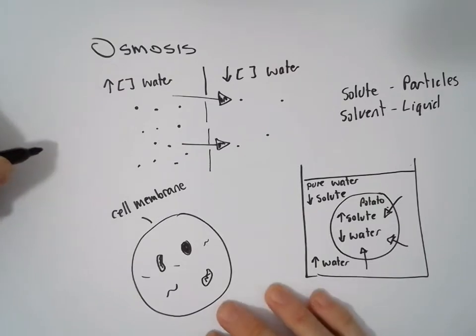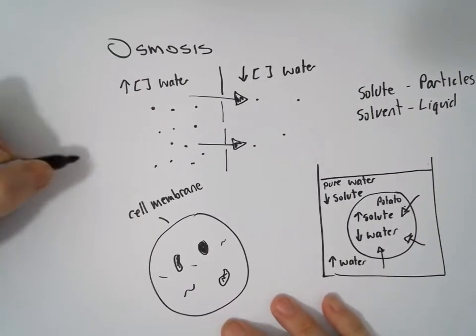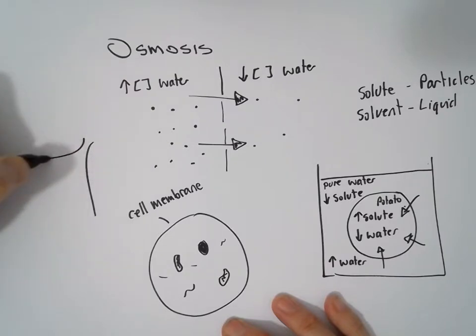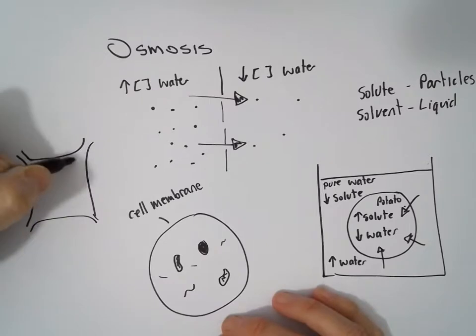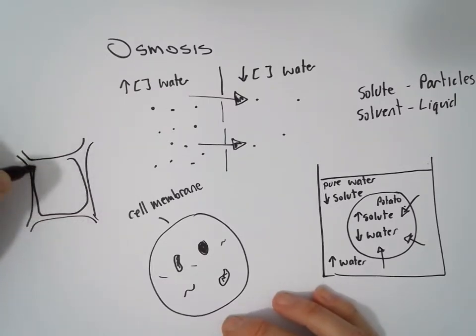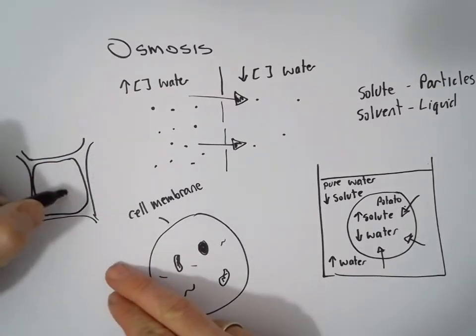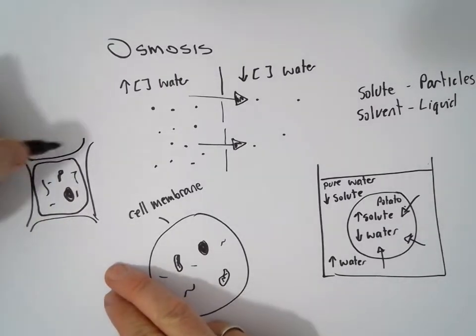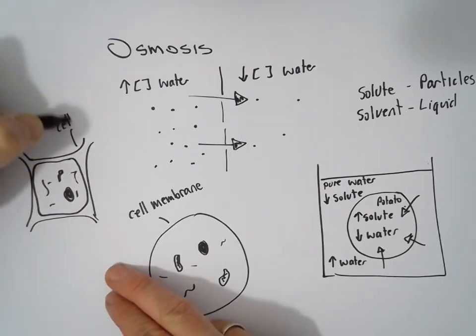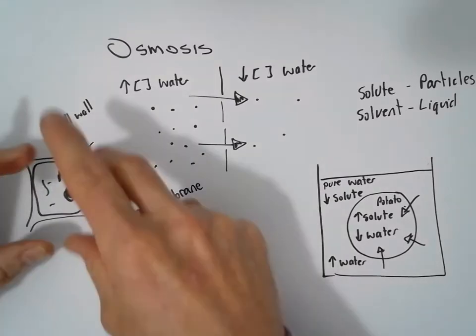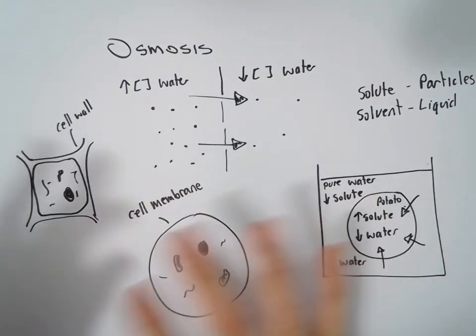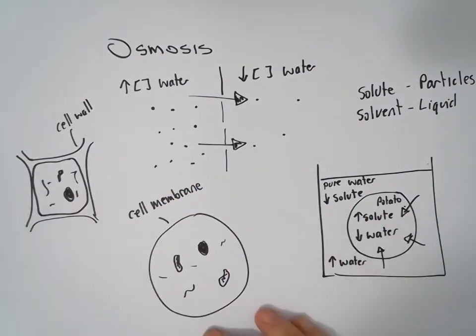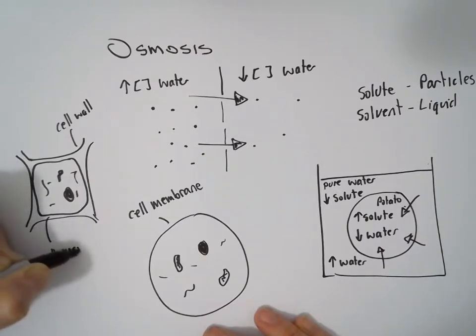Now, plant cells also have a cell membrane, but they have a cell wall as well, and that cell wall gives the plant cell a little bit more shape. So it's got organelles as well. Okay, so the cell wall provides the plant with stability, but doesn't control the movement of water in and out of the cell. What does that is, again, the cell membrane.